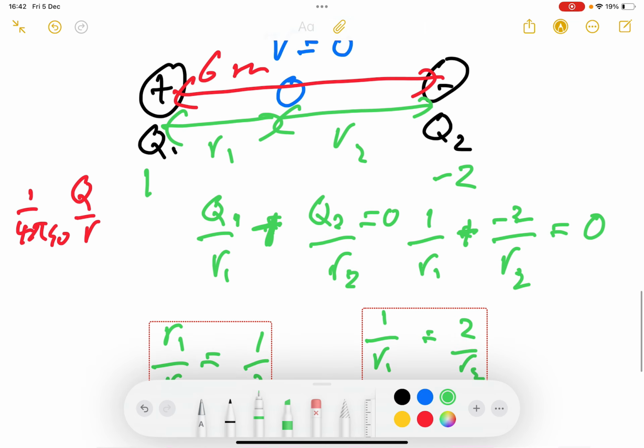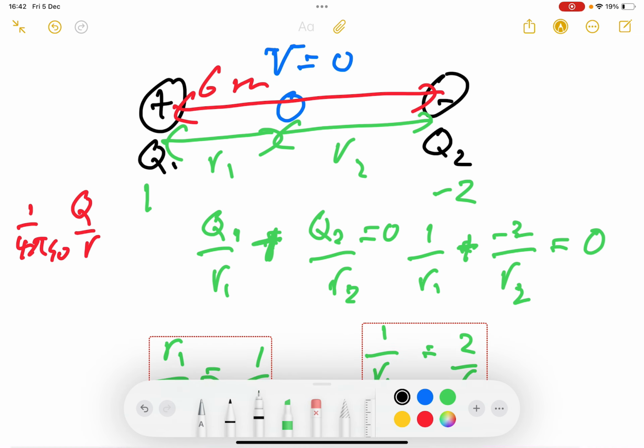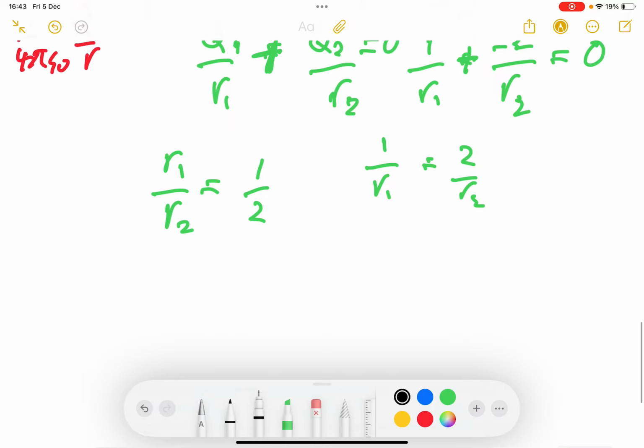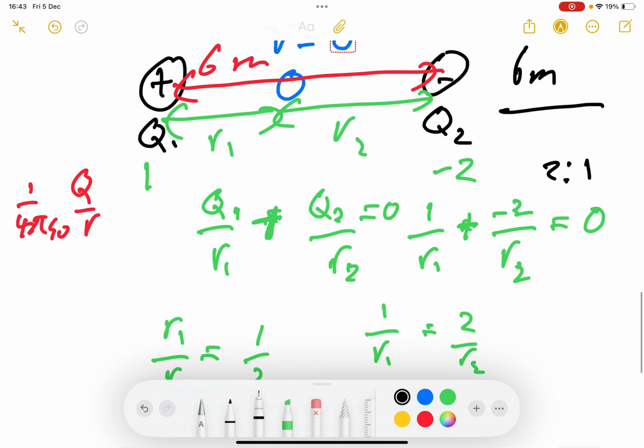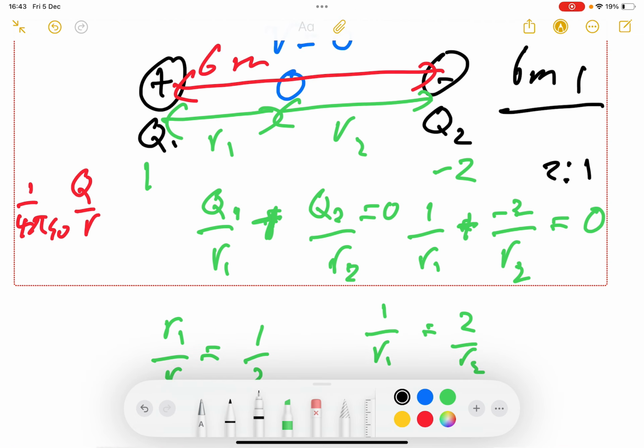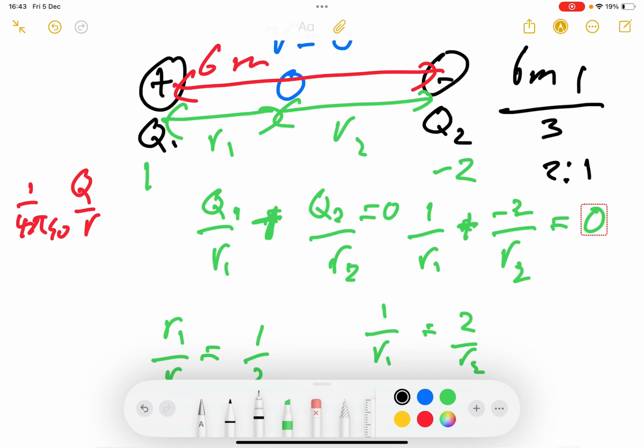Let me just put the charges back on here. So we've got the left-hand charge Q1 was 1, that's minus 2. So we've divided our 6 metres into 3 parts because it's a 1 to 2 ratio, of which 1 part is R1 because we've got to be close to that. So it's 6 metres divided by 3 times by 1. So it's 2 metres here and 4 metres here.